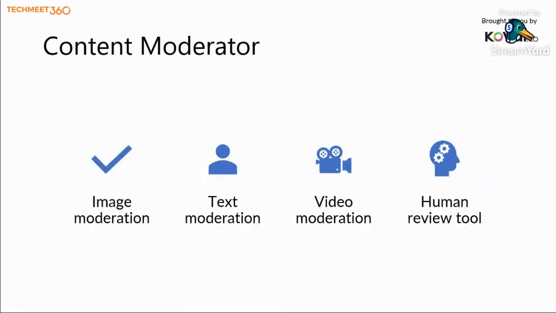And let's see Content Moderator. It has been divided into four major sections: image moderation, text moderation, video moderation, and the human review tool. It covers detection of potentially offensive and unwanted images, filtering of possible and undesirable text, and detection of adult and racy content in videos.